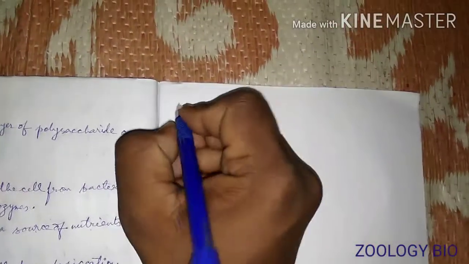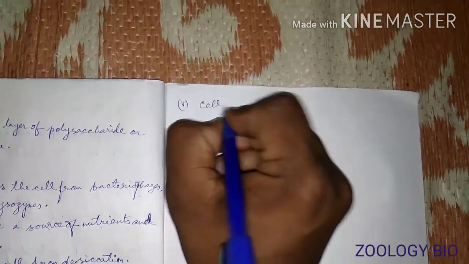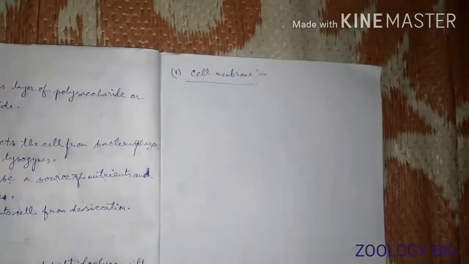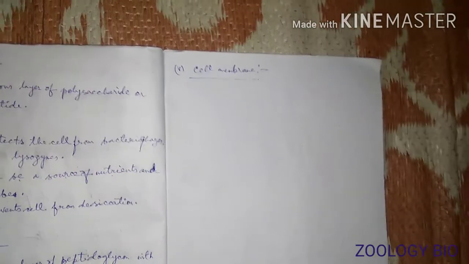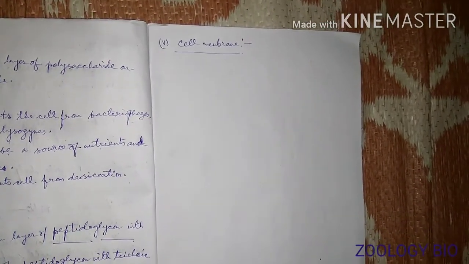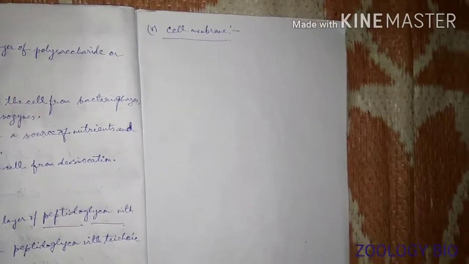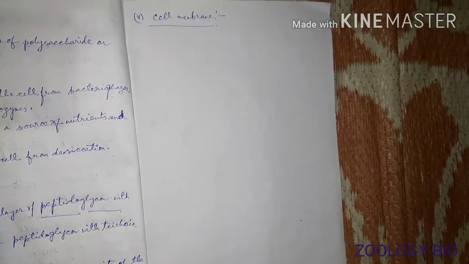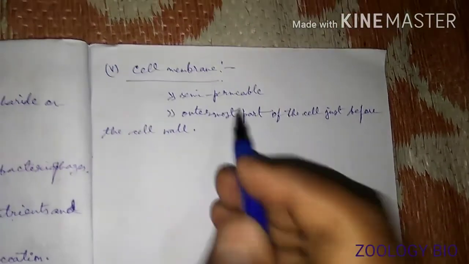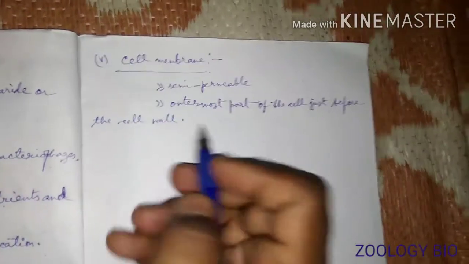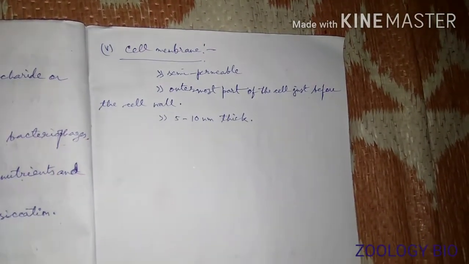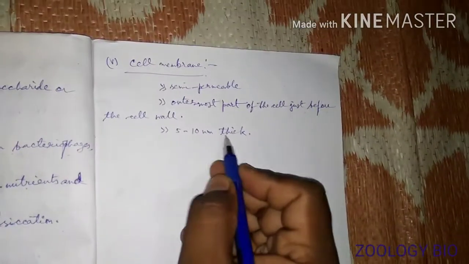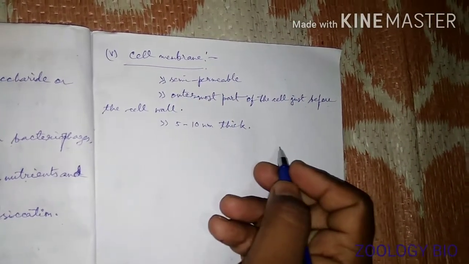And now the time is for the cell membrane. The outermost part of the cytoplasm is called the cell membrane. This semi-permeable membrane lies just before the cell wall. It is made up of protein and lipid. So it shows a typical structure as per the fluid mosaic model. It is about 5 to 10 nanometers thick and consists of phospholipids 40%, and proteins 60%.